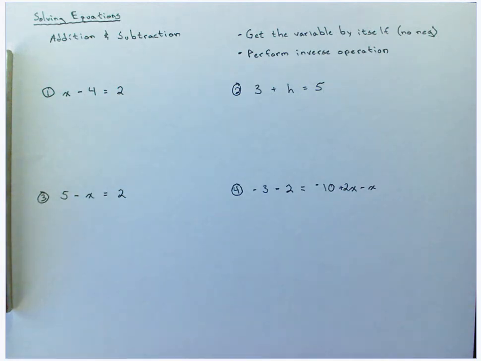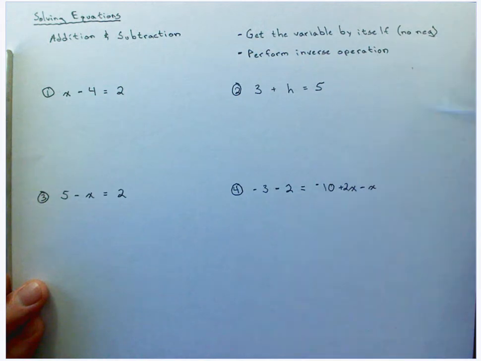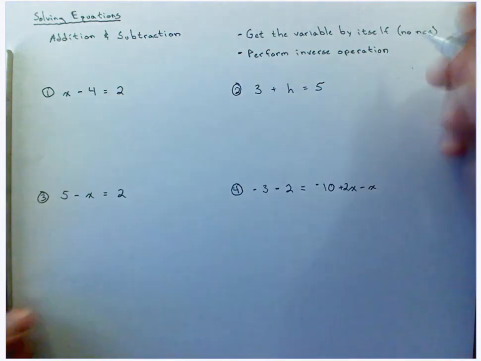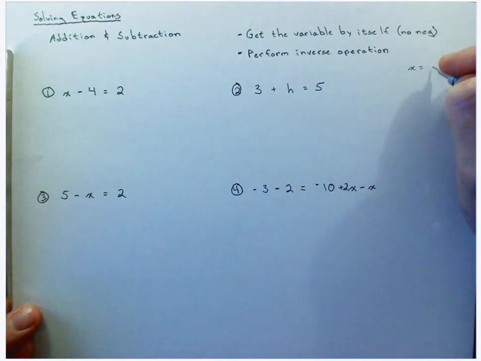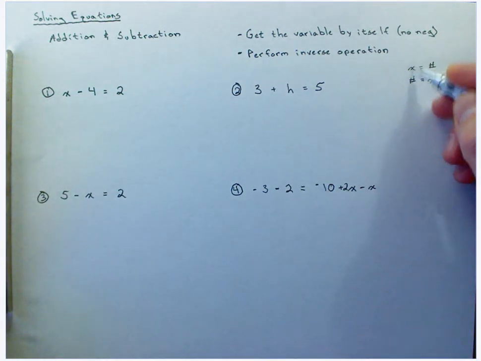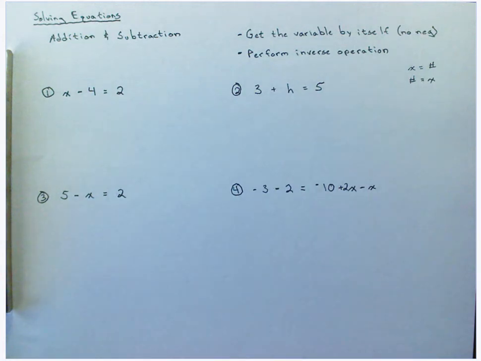The whole premise of solving equations is to get the variable by itself, and that also means no negative sign on the variable. I want to get that letter on one side of the equal sign like this, and then have some number on the other side. And you know that these are interchangeable. What I want is to get that variable by itself and all the numbers on the other side of the equation, and I do that by performing the inverse operation.